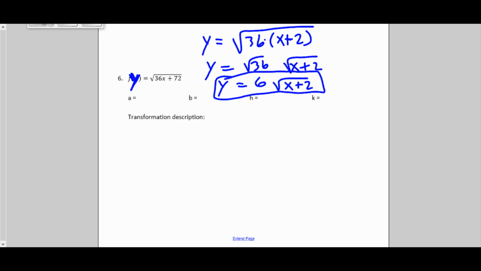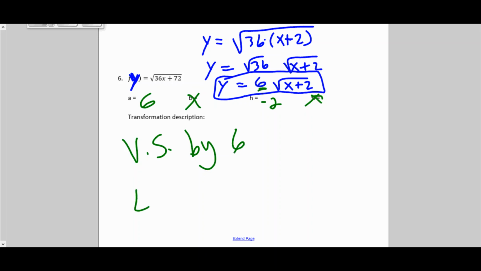So let's identify our a, b, h, and k. A, the number out front, is 6. There is no value in front of x now, it's gone. H is, here it's positive 2, so I'm going to write negative 2. And there is no value outside being added, so there is no k. So our transformation description here is it's a vertical stretch by 6 and left 2 units. Notice I already accounted for changing the sign when I wrote my h value. So it is left 2 units.